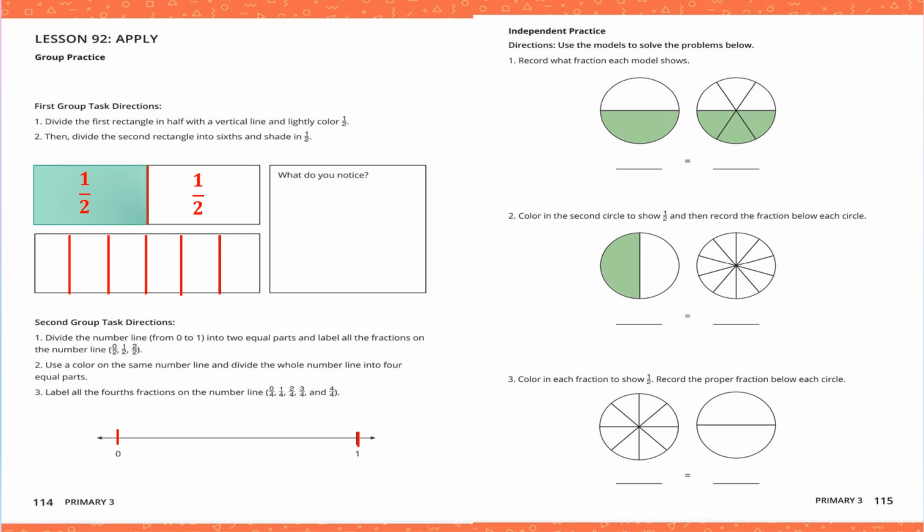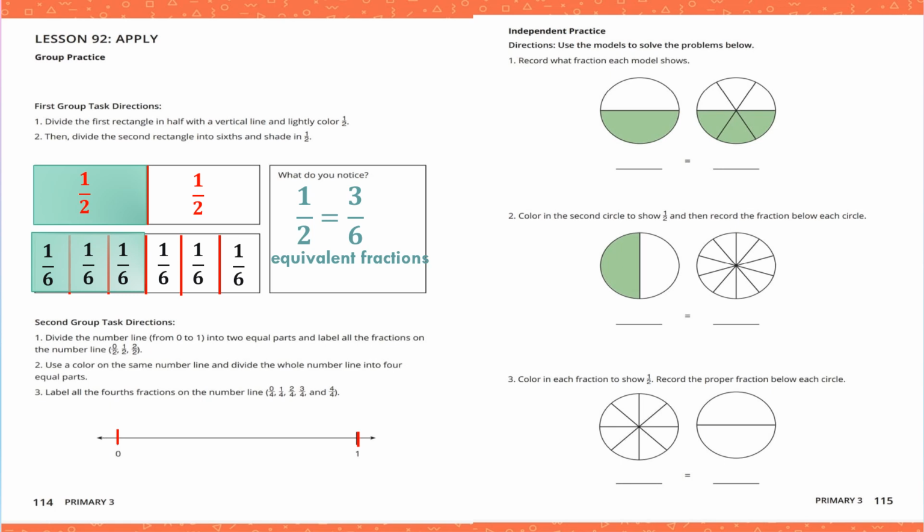Okay, and each part is called 1/6. Okay, so I need to color or shade 1/2. So I will shade 3/6. 3 over 6. 1, 2, 3. What did you notice here? 1/2 equals 3/6. And that means equivalent fractions.